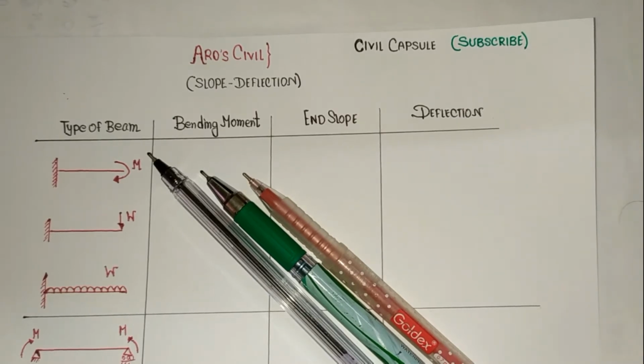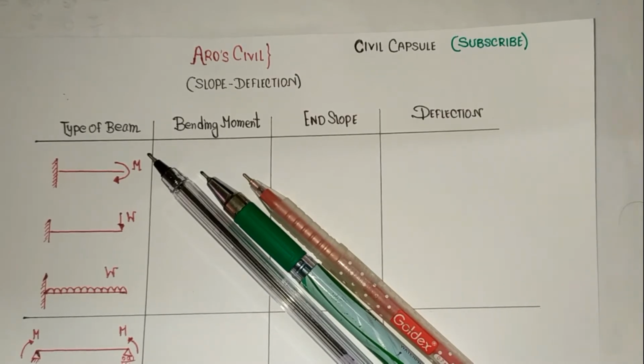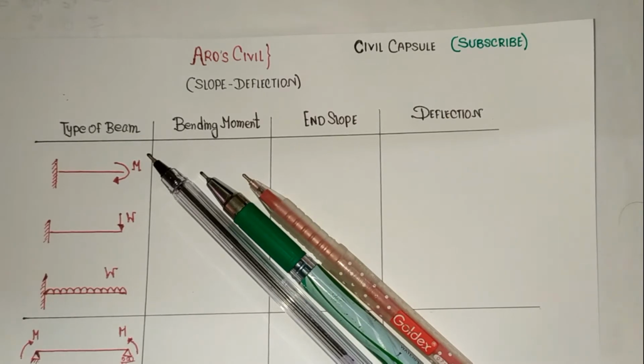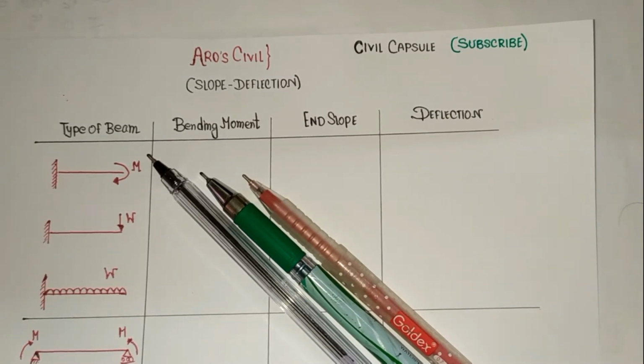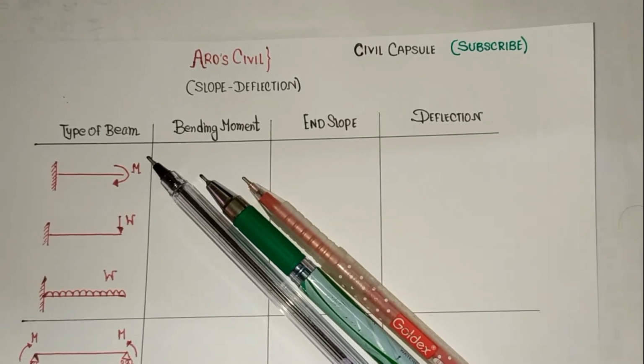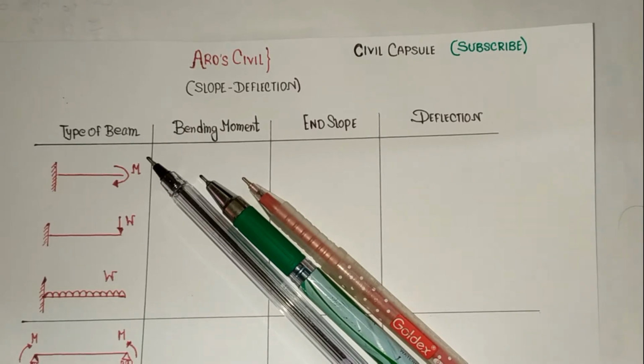From today we will start a new lecture series called Civil Capsule. In this lecture series we will discuss short tricks, short methods and basic formulas which are very important for our exam purpose. In this lecture we will talk about the short tricks by which you can remember the slope deflection formulas. Okay, so let's begin.